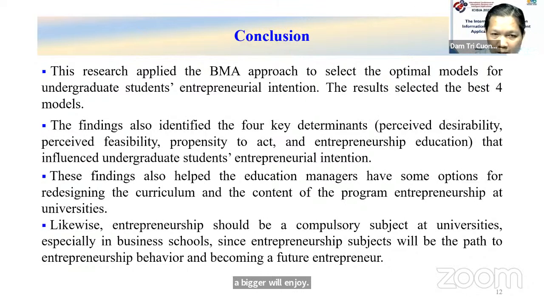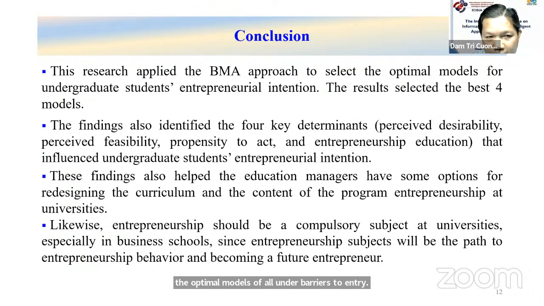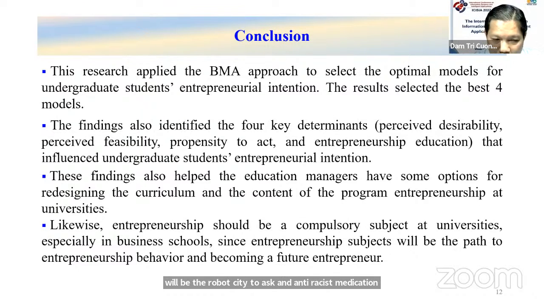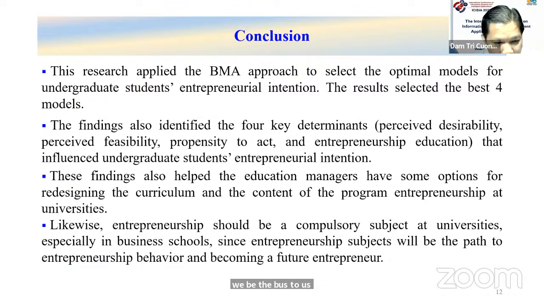Another is the conclusion. This research applied the BMA approach to select the optimal models for undergraduate student entrepreneurial intention, and the result selected the best 4 models. The findings also identified the 4 key determinants: perceived desirability, perceived feasibility, propensity to act, and entrepreneurial education, that influence undergraduate student entrepreneurial intention. The findings also help education managers have some options for redesigning the curriculum and the content of the program at university. Likewise, entrepreneurship should be a compulsory subject at university, especially in business school, since entrepreneurship subjects will be the best for entrepreneurial behavior and becoming our future entrepreneurs.